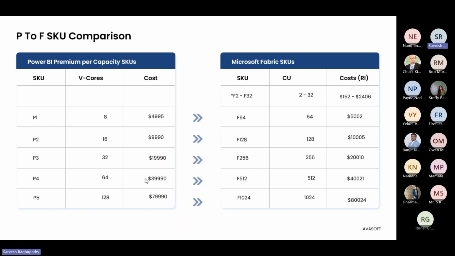The other added benefit or advantage is you could start off with your F2 licensing model, which is the cheapest out there on the market, with a down payment of $152, and that would unlock all the workloads that I spoke about earlier: your data engineering possibilities, your data warehousing possibilities, your data science possibilities, your real-time analytics possibilities, and all of that can be done with an F2 license at a smaller workload as well.